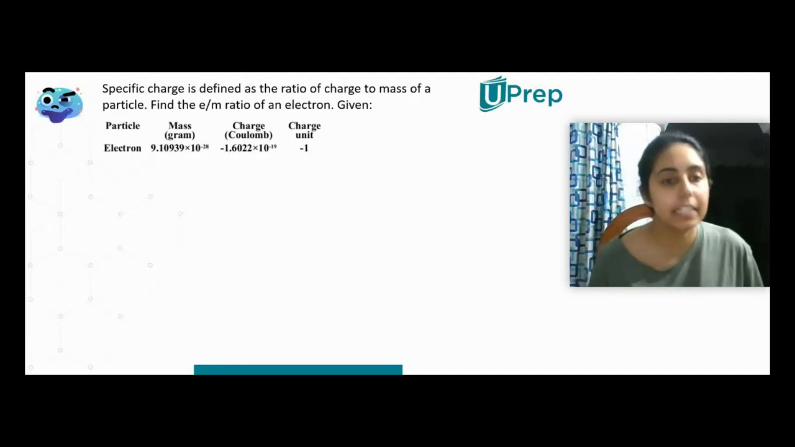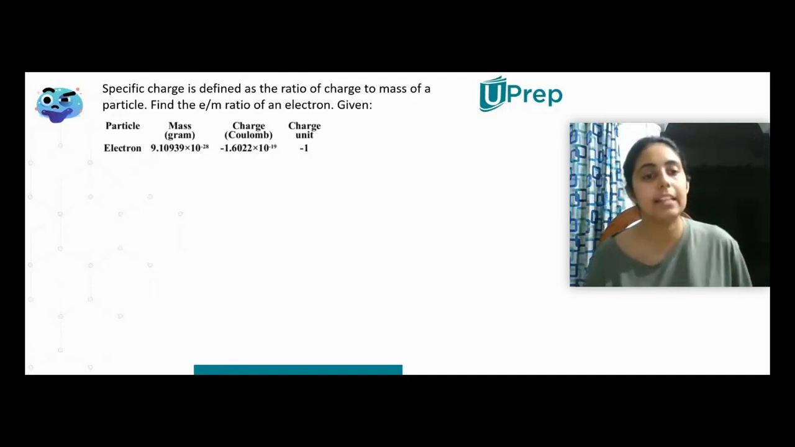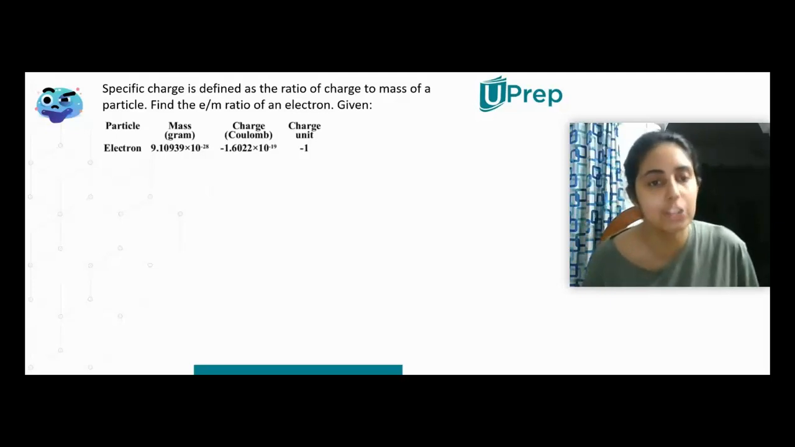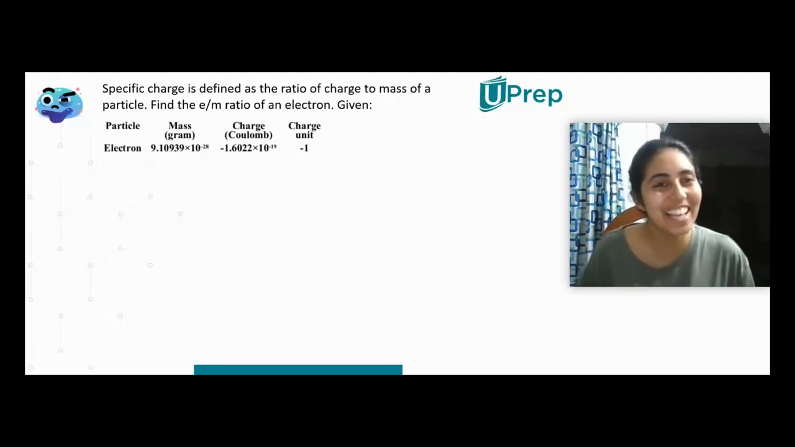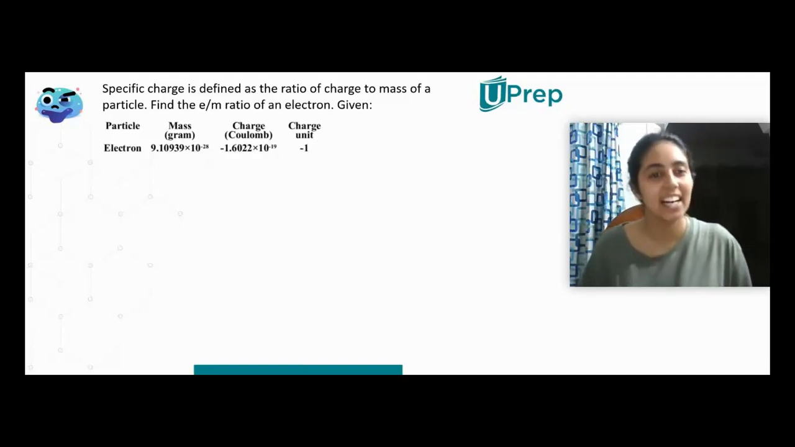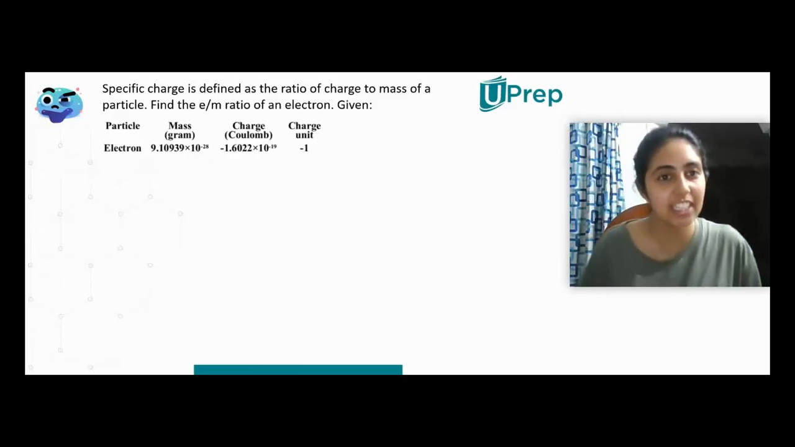Yes, Bhumika, it is coulomb per gram. You are right. Also, whenever you mention gram, don't say GM, just say g. So C by g. I was saying that one of you got 8 and the other got minus 8. So just check who is right.